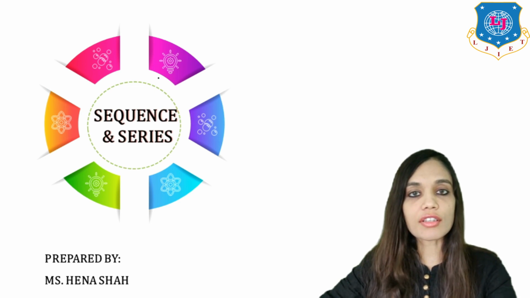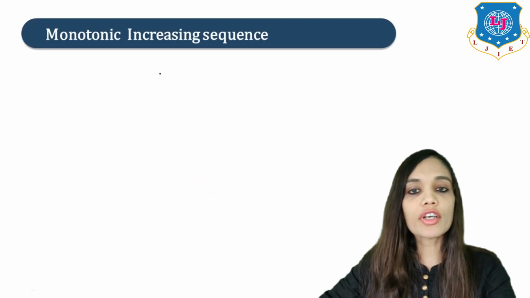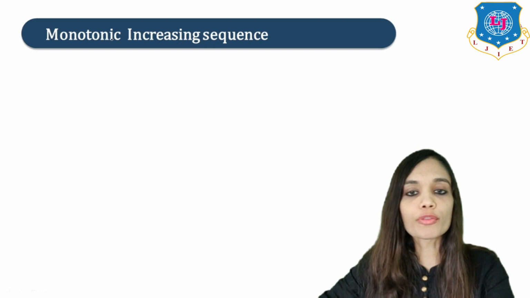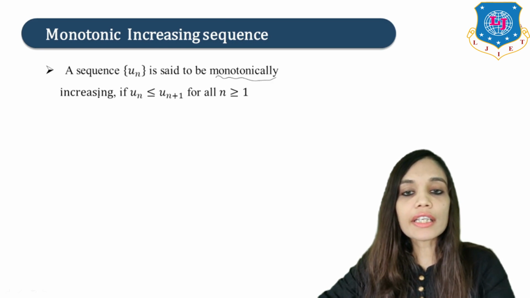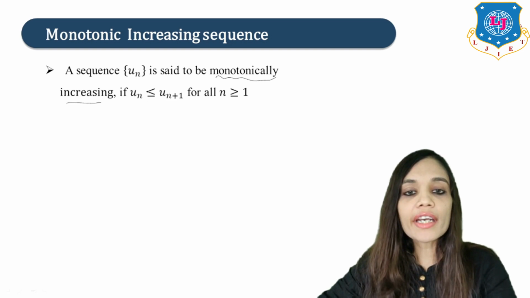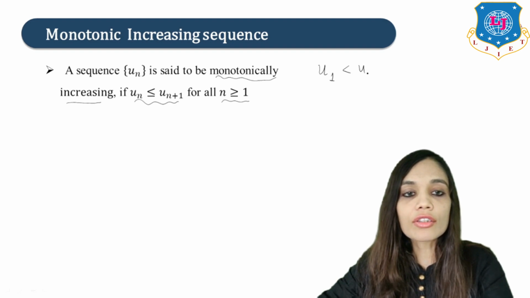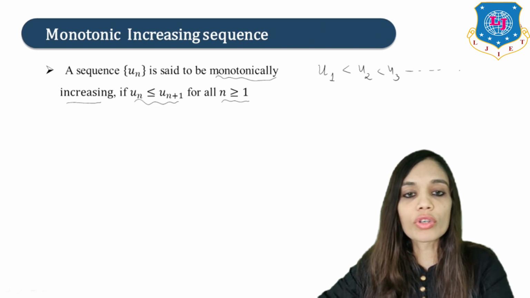Today we are going to discuss a few more topics of sequence and series. Let us start with the first topic, that is the definition of a monotonic increasing sequence. A sequence Un is said to be monotonically increasing if Un is less than or equal to Un plus 1 for all n greater than or equal to 1. That is, U1 will be less than U2, less than U3 and so on. This type of sequence is known as a monotonically increasing sequence.